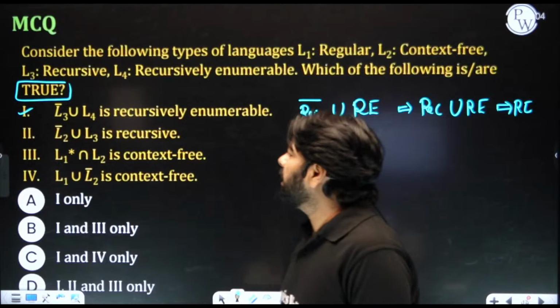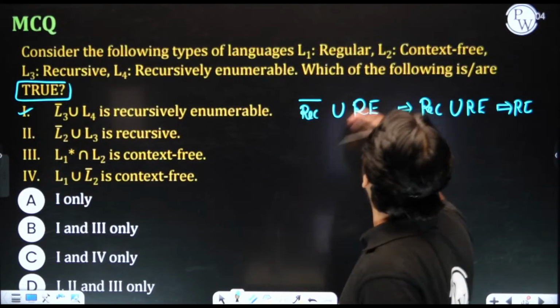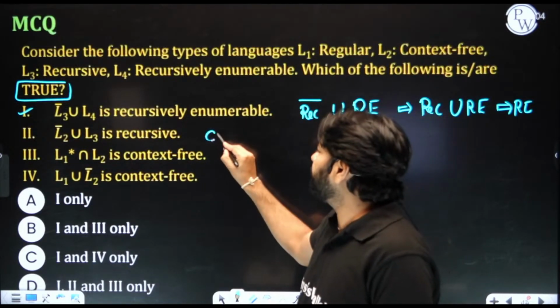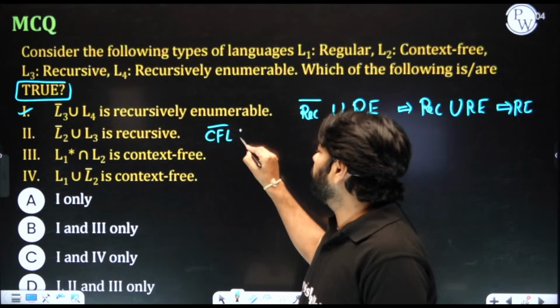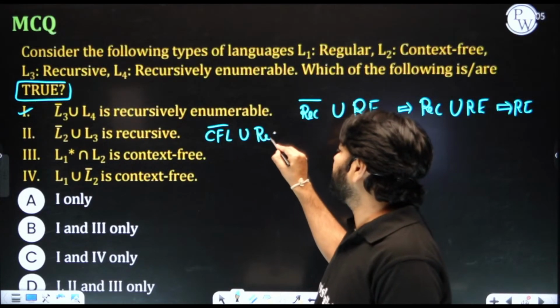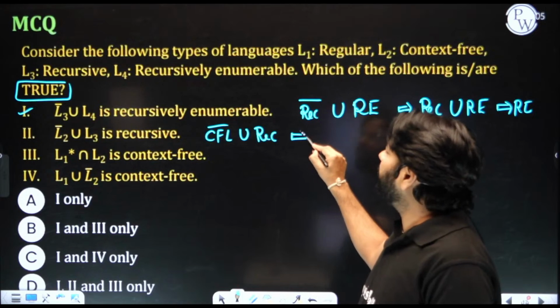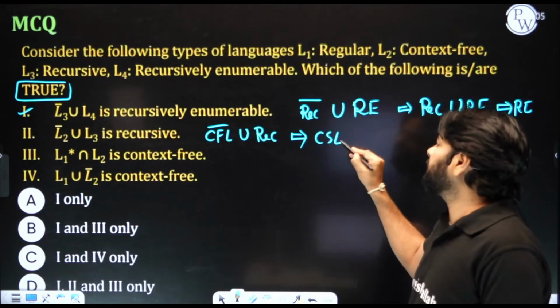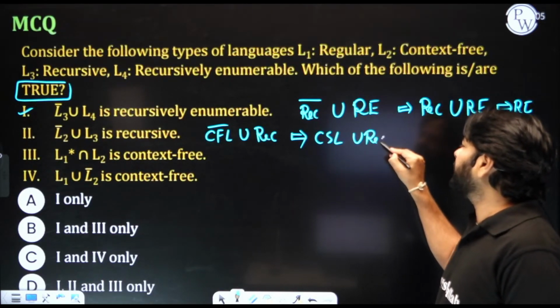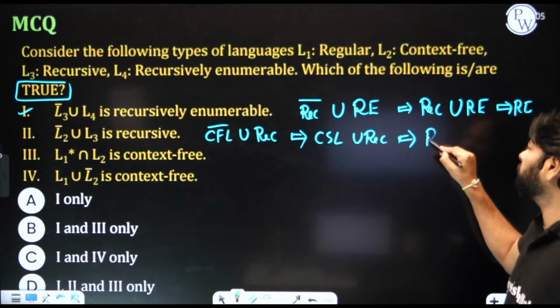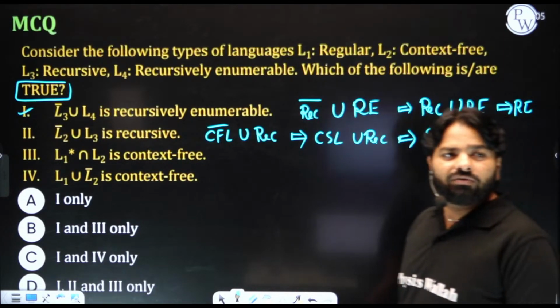One is true. And two, L2 complement. What is L2? CFL. So CFL complement union L3, which is recursive. CFL complement, you can always say CSL, or you can say recursive. CSL union recursive, you can always say recursive. There is no issue with the recursive. Yes, it is always true.